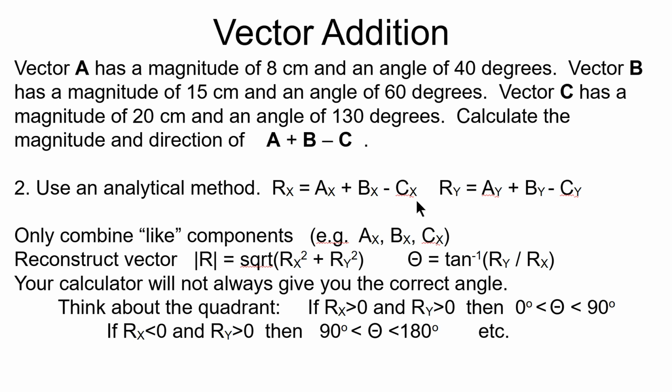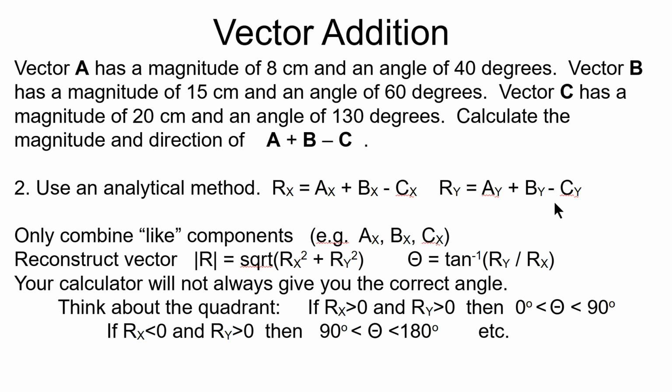Again, this analytic method, adding the components. As you do this, when you get the resultant for the x component, I can only add x components of A, B, and C, combined x components. There's a negative here. I cannot put in A sub x plus B sub y minus C sub x. So I need x components all along here. And similarly for the y component of the result, I must only use y components in the calculation.